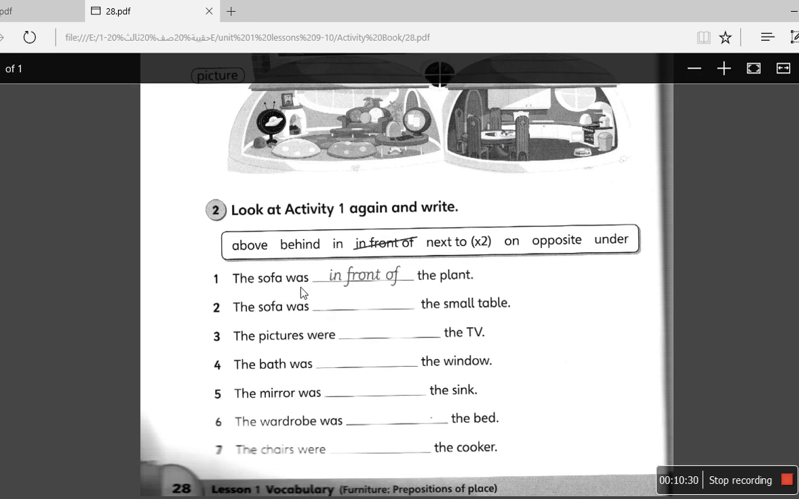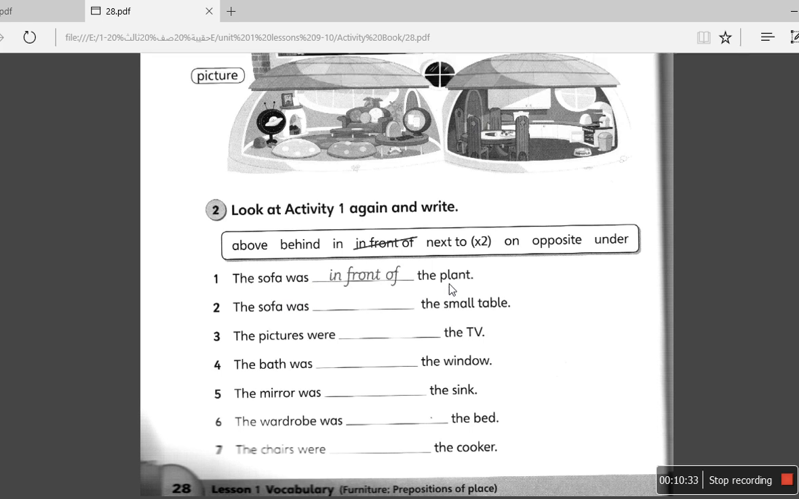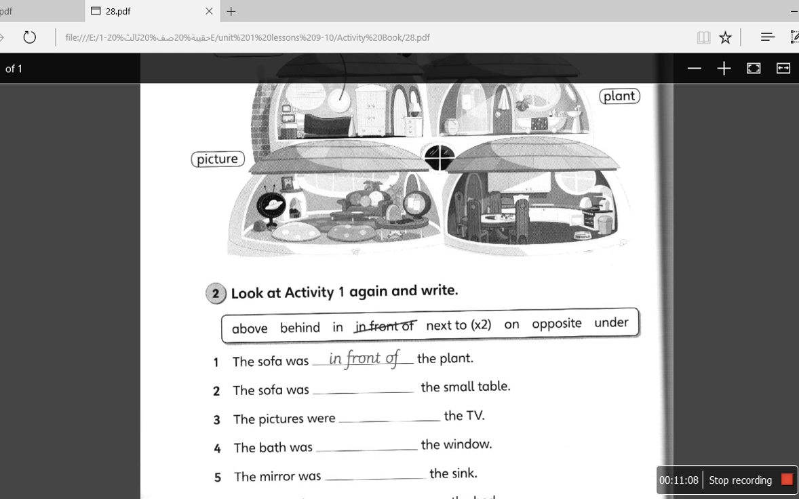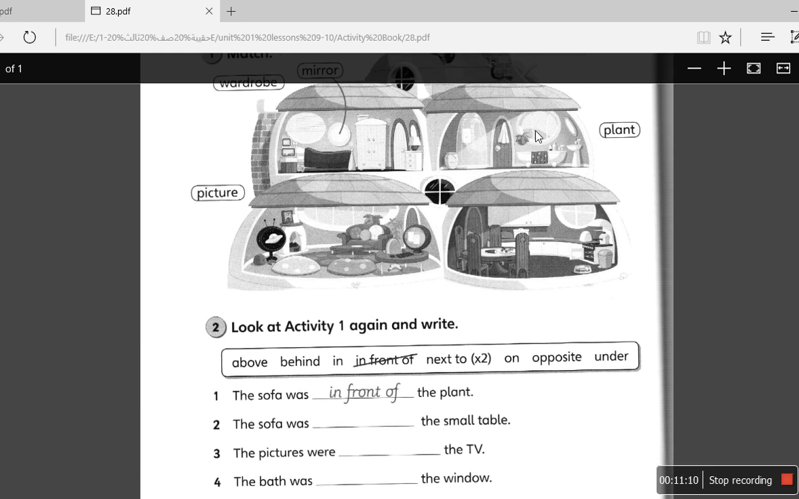The sofa was in front of the plant. This is actually done for you. Number 2, the sofa was space the small table. Here's the sofa, and here's the small table. Very good. I heard many students saying, yeah, teacher, behind. What about the pictures and the TV? Look. Excellent. Very good. Next 2, the bath and the window. The bath was, look, under. Yeah, very good. Look, the bath was under the window.